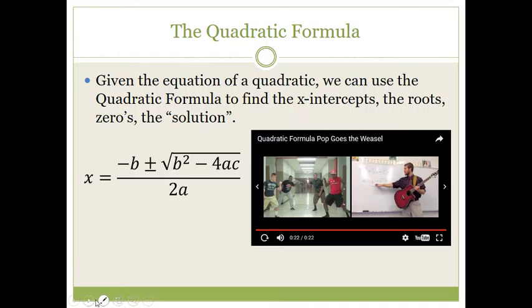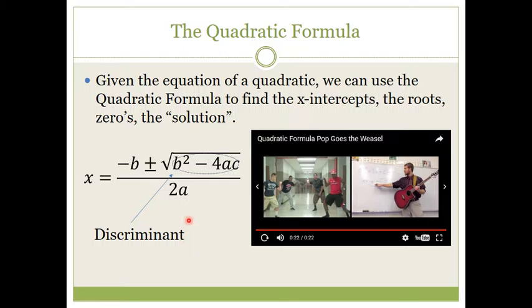solutions. Notice the part underneath the radical, the b squared minus 4ac. We call that the discriminant. As I mentioned earlier, it indicates how many real solutions there are to the quadratic. By solutions, remember what I'm referring to: where the parabola crosses the x-axis.